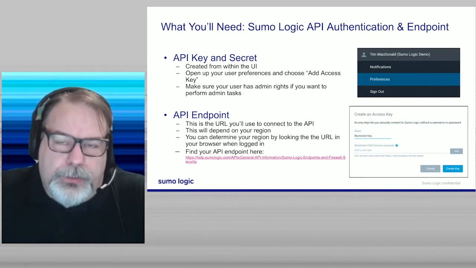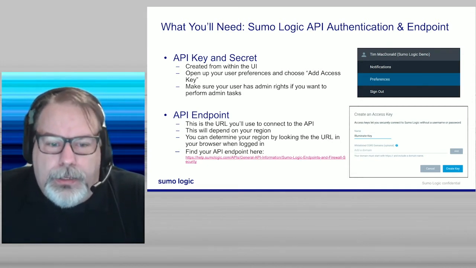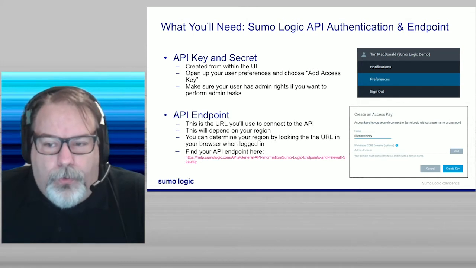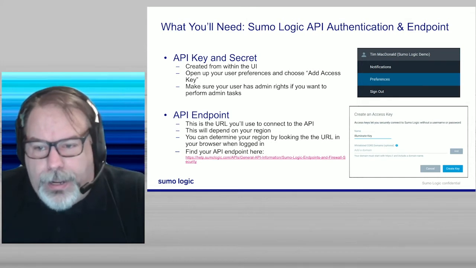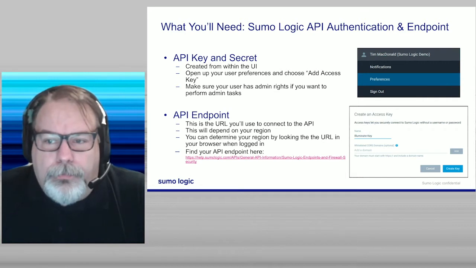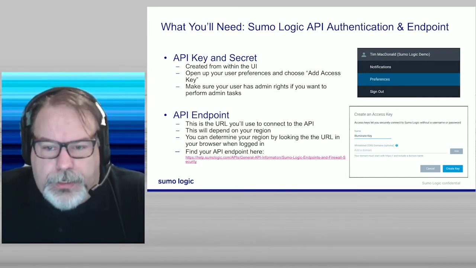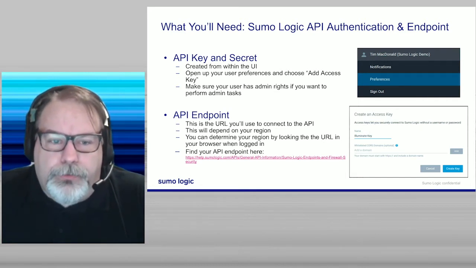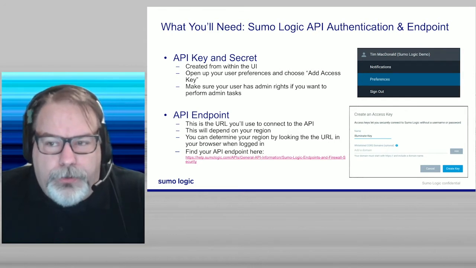So these are going to be things like US2 or DUB or FRA for Frankfurt. There's one, SYD, for Sydney. So it'll become pretty apparent to you once you've identified what your Sumo Logic instance URL is.